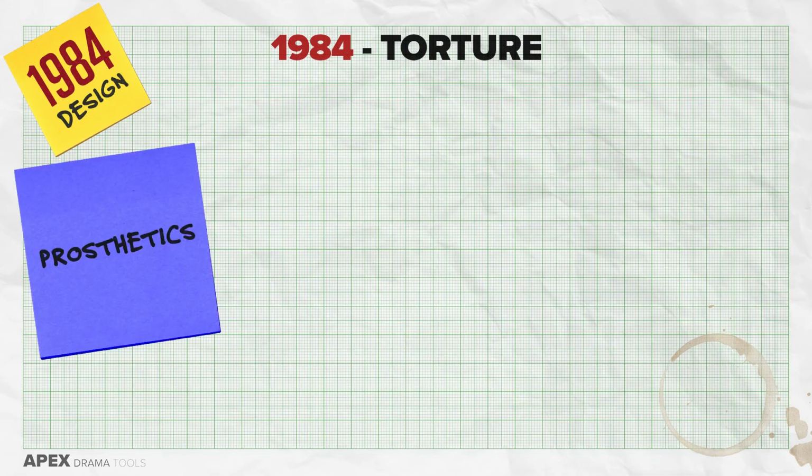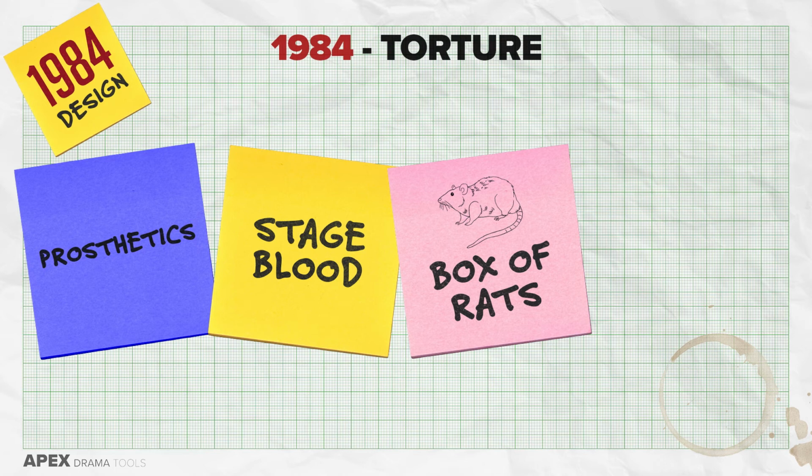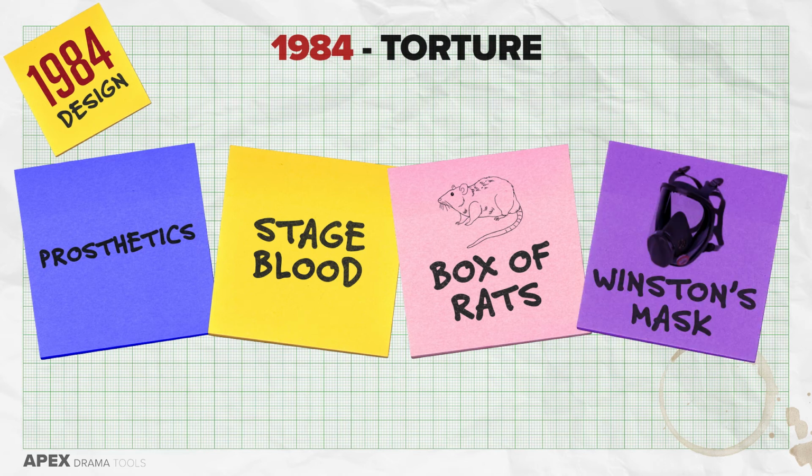Torture. The torture of Winston is brutal and viscerally disturbing. How will you use design to make this wholly effective for the audience? Will you use prosthetics and stage blood? And how will you create the box of rats and the mask that they put on Winston's head?